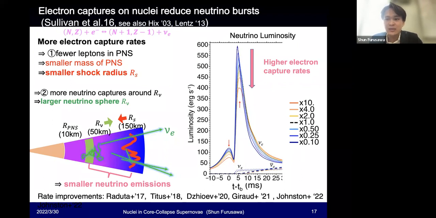So in that sense, they are of course important. But frankly speaking, compared to other ambiguities, for example the progenitor structure of the massive star, their impact is also large. So in that sense, the electron capture rate is one of the uncertainties in supernova simulation. Anyway, electron capture rates affect the size of the proto-neutron star a little. Sorry. Okay, thanks a lot.